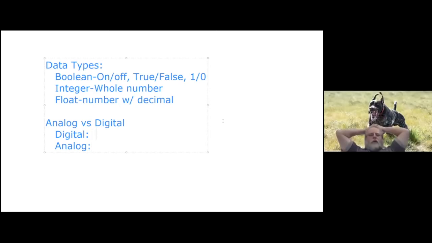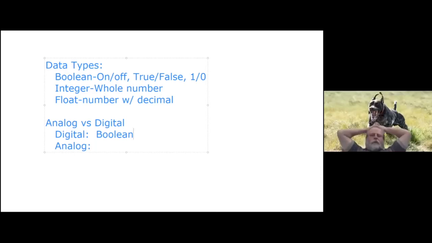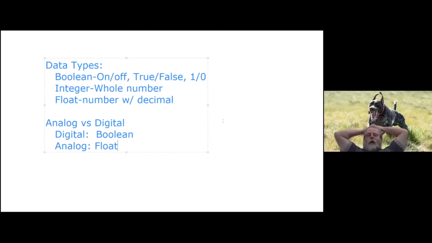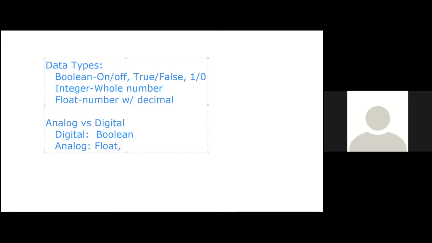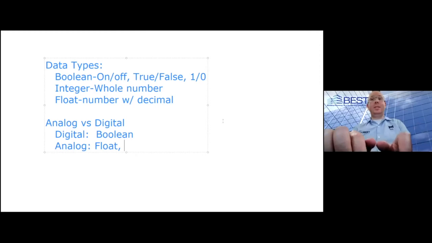Boolean would definitely be digital. Absolutely right. And a float would be analog. Correct. And an integer could be both. It depends on how you want to count. It's not true analog though, and it's not true digital. It definitely isn't digital, and it is much closer to an analog value. Right.